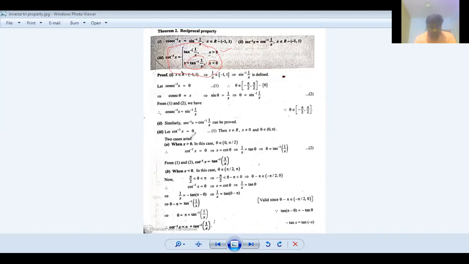Now, the proof is given. Whenever x is greater than 0, we consider 0 to pi by 2. So cot inverse of x equals theta. From that, x equals cot theta, which means 1 by x is tan theta. That means theta is tan inverse of 1 by x. So tan inverse of 1 by x is equal to cot inverse of x. Clear? That is proved in the first case.